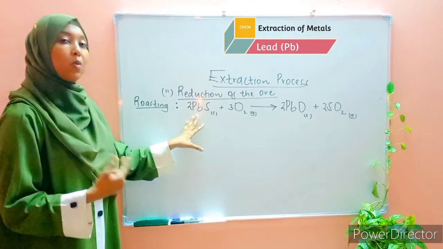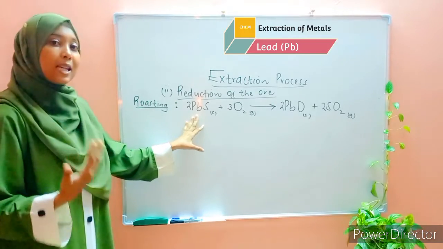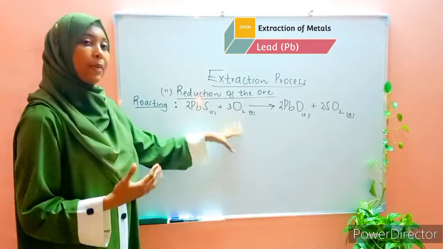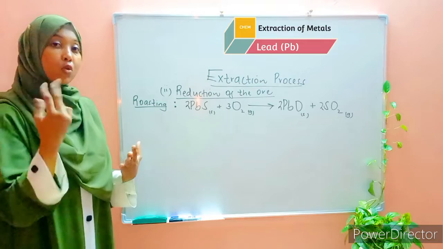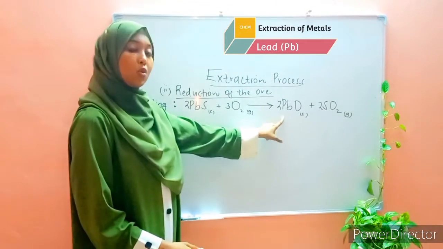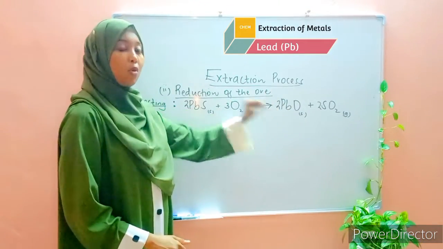Now galena, which is lead 2 sulfide, is heated in the presence of oxygen. Now this leads to the formation of two products. We have lead 2 oxide and sulfur 4 oxide.